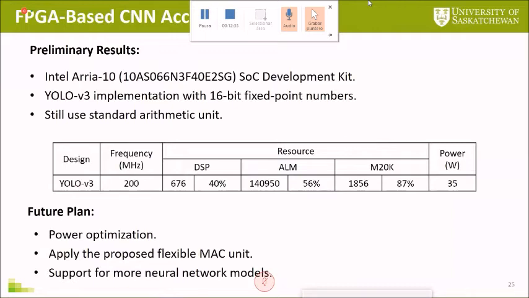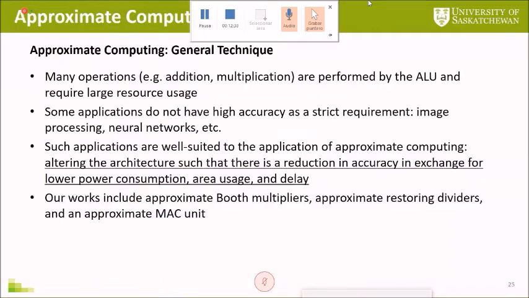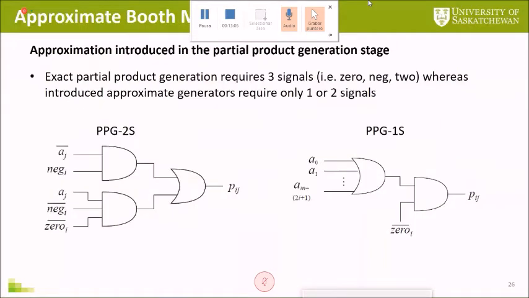The next one is approximate computing. Just to look at the underlying part, it alters the architecture such that there is a reduction in accuracy in exchange for low power consumption, area usage, and delay. So by maintaining an acceptable accuracy or performance, we can dramatically reduce the power consumption. Especially in the cell phone era, this is one of the key techniques for deep neural network research. This one shows the approximate Booth multiplier. The left side is the original, the right side is our proposed. As you can see, the number of gates is reduced.